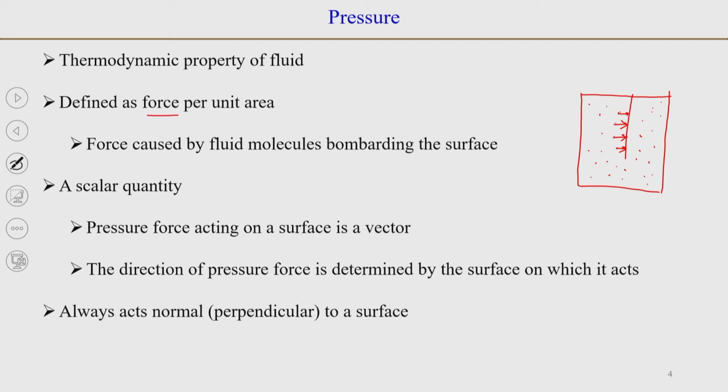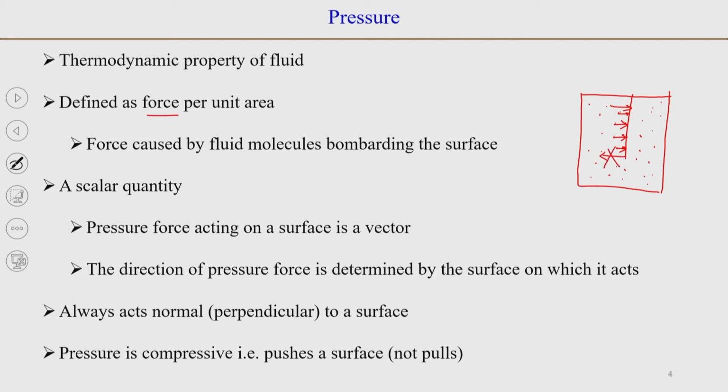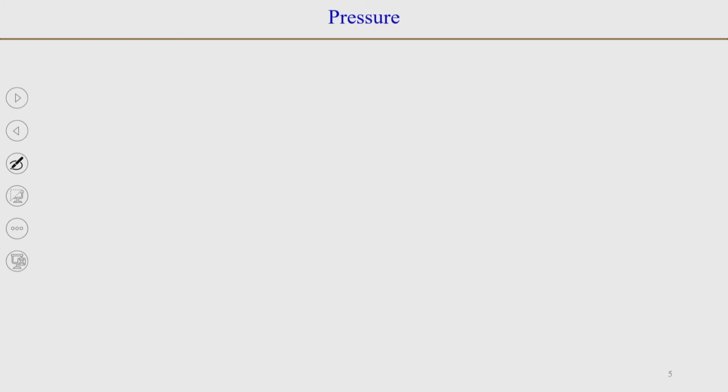Now, it always acts normal and it will be compressive in nature. So, it will be acting on the surface, not pulling away from the surface. So, this will be the direction, whereas it can never have this direction. This is not correct, whereas this is correct. Now, if we say pressure on this surface from the molecules on the left side acts from left to right, then the pressure from the molecules on the right side will be acting from right to left on this surface.